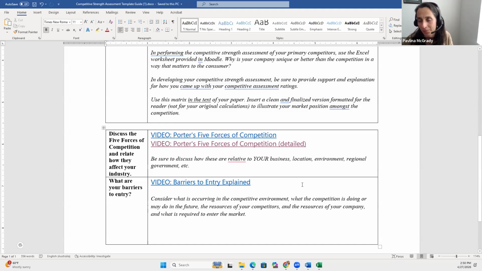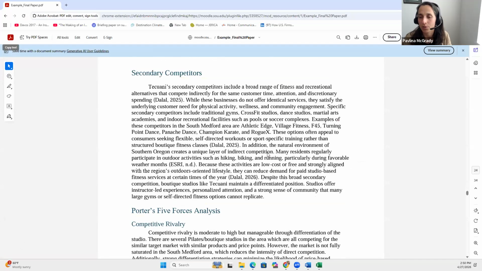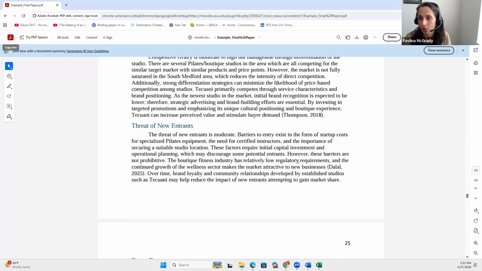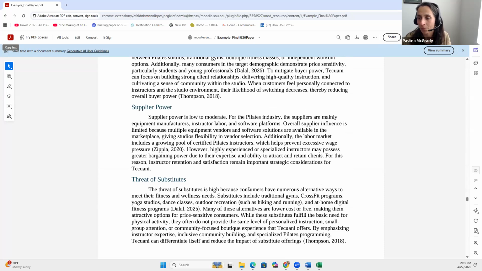I have information on that on the slides, and here you can see a short video and then a long one which explains it. So you have to discuss the five forces as pertaining to your business. Again, you can see here in the example summaries the five forces. So in terms of competitive rivalry, what is the situation for your business? New entrants, buyer power, supplier power, etc.